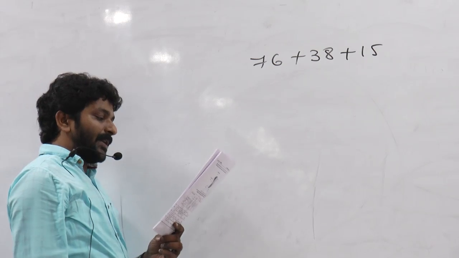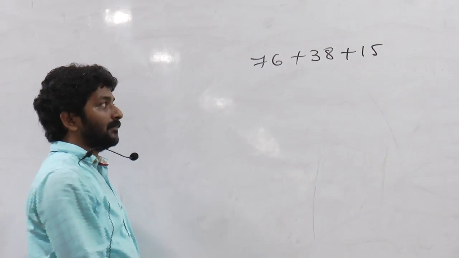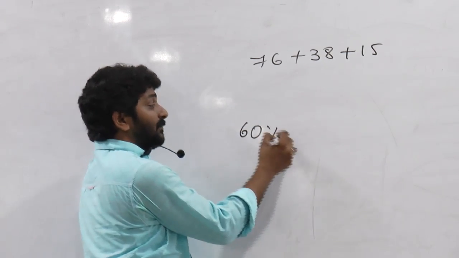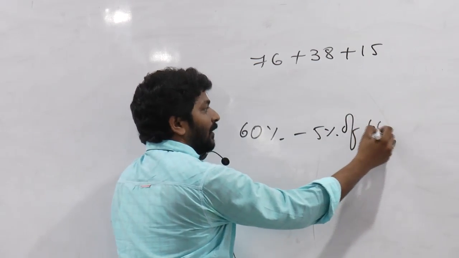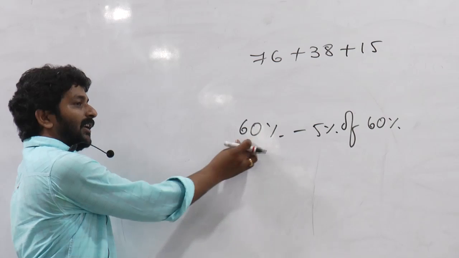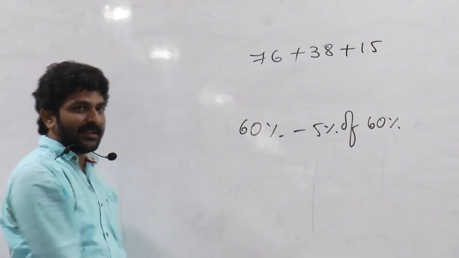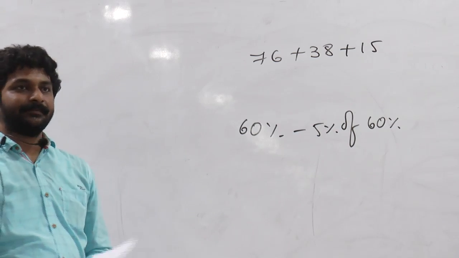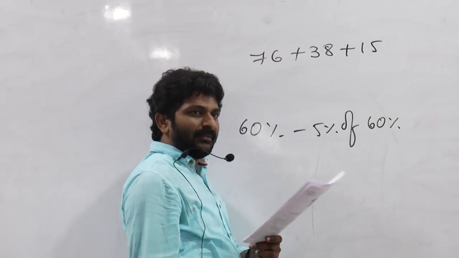Next, 57% of 79. 60% minus 5% of 60%. Of this just calculate 10%, that is 6. 5% of this is 3. 60 minus 3, 57. Now, out of 79, 60%, let's make it 80, no issue at all.